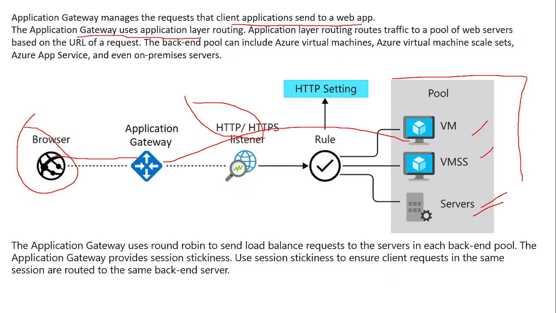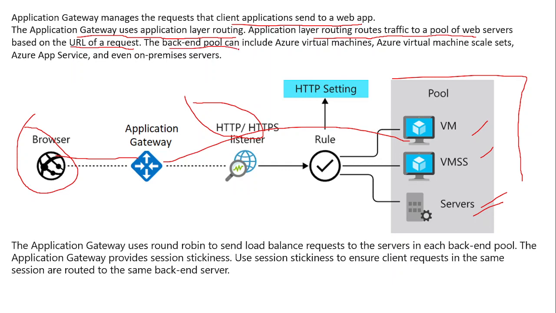The application gateway uses application layer routing. It is based on the application level, like in the previous example, a fresh license and a renewable license. Based on the application layer itself, it will route the traffic. So application layer routing routes traffic to the pool of web servers based on the URL of the request. URL in the sense of fresh license or renewable license, based on the example I have taken.